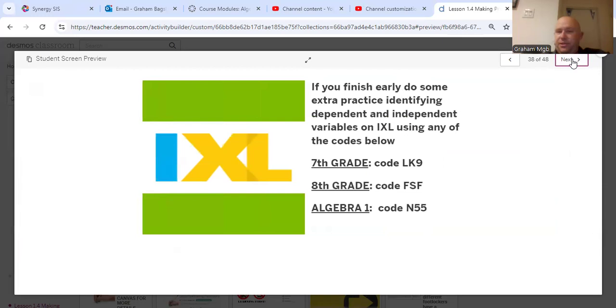And for people who did finish early, I once again recommended people spend a little bit longer looking at the dependent and independent variables. Some people found that difficult, me included, having not done it for 20 years. I know I got a couple of questions wrong to begin with. And then once I practiced again, it was like, oh, yeah, I remember how to do this now. So that was one of the other things we recommended. But that was the end of lesson 1.4.